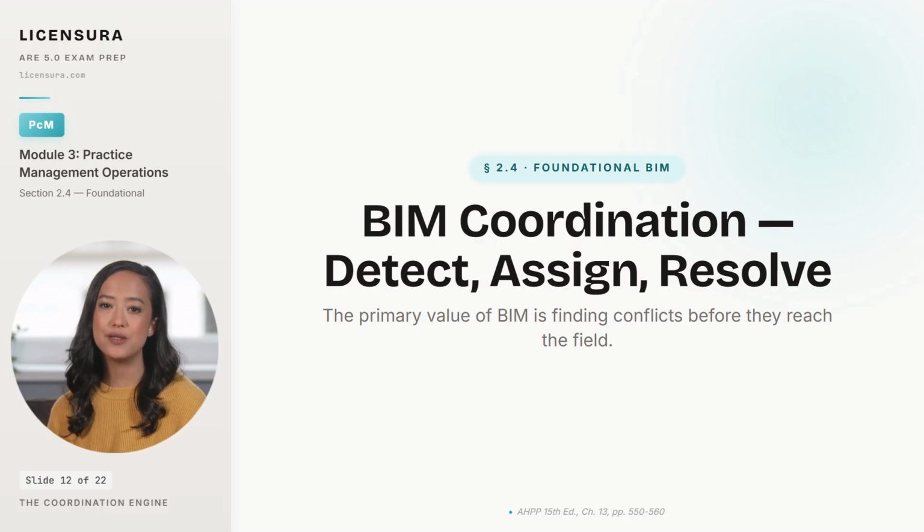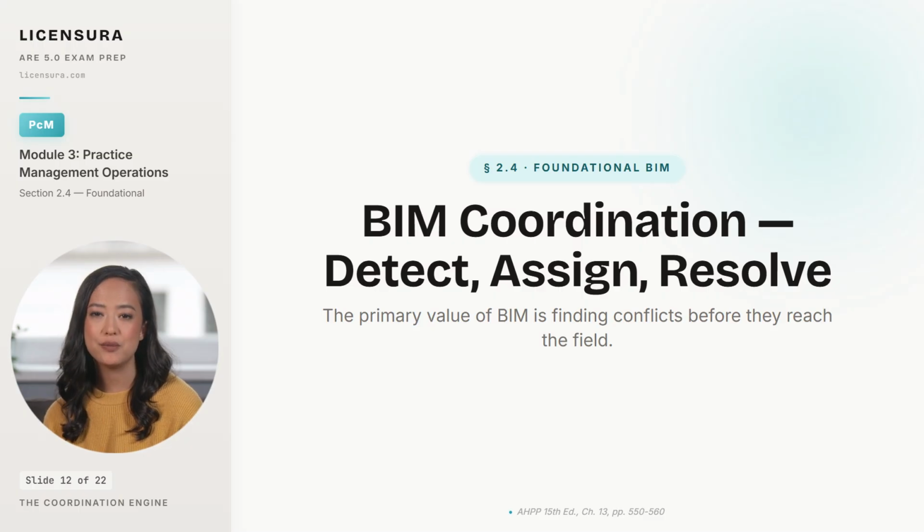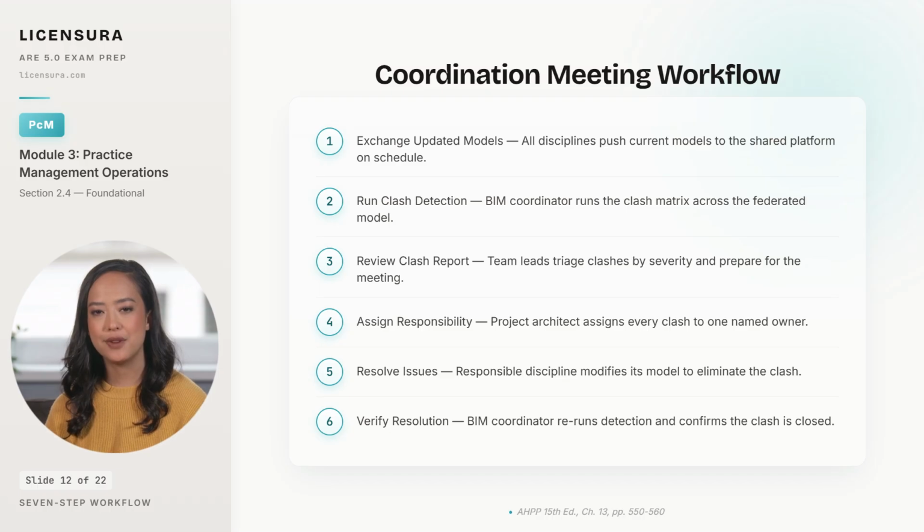Coordination is not, however, a thing the software does on its own. It's a workflow, a sequence of model exchanges, clash runs, meeting reviews, ownership assignments, and rechecks. And every step of the workflow has a human owner who has to actually do the work. Firms that buy the software and skip the workflow get clash reports that nobody reads and conflicts that survive into construction anyway. The workflow has 7 steps, and every one of them has a clearly named owner. 7 steps, each with a named owner.